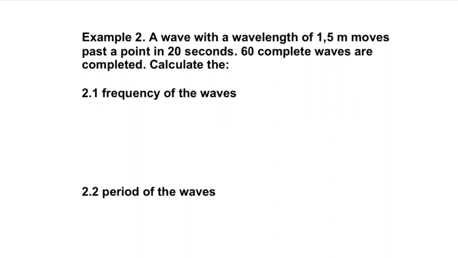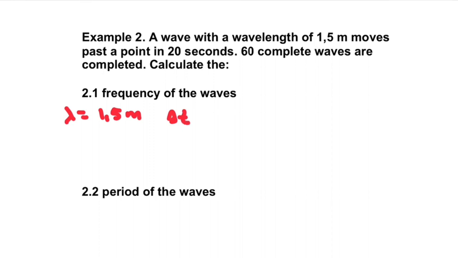Example 2. A wave with a wavelength of 1.5 meters moves past a point in 20 seconds. 60 complete waves are completed. Calculate the frequency of the waves. So let's go ahead and try answering 2.1. Let's write down the given information. The wavelength is equal to 1.5 meters.